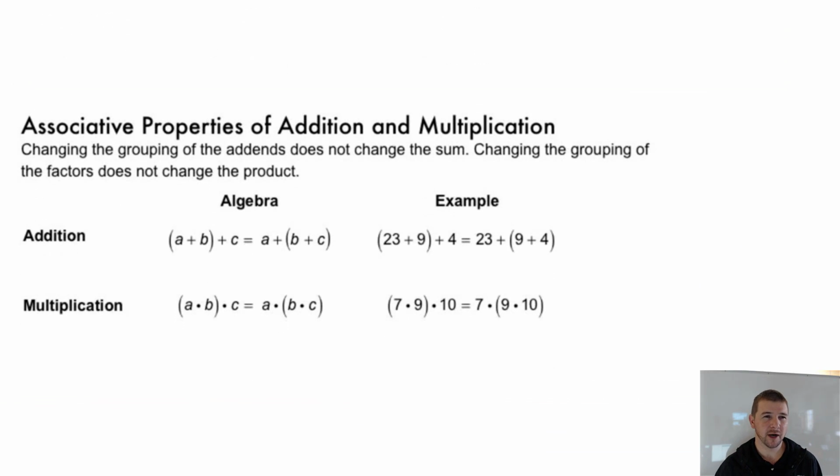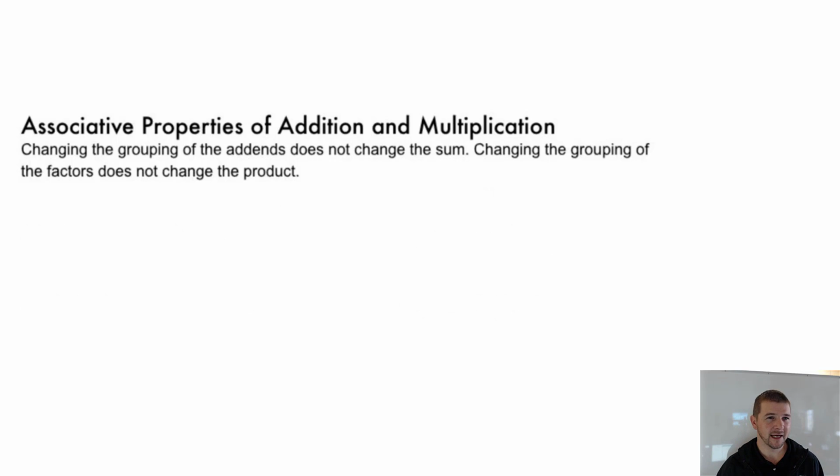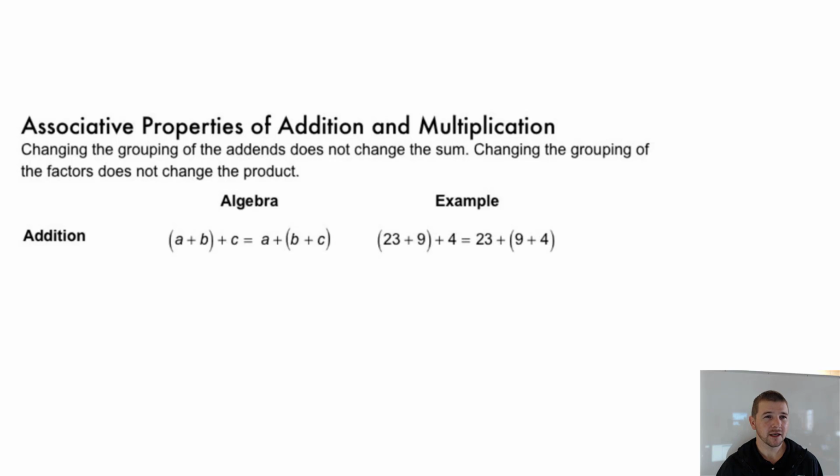Next, the associative properties of addition and multiplication. Changing the grouping of the addends does not change the sum. Changing the grouping of the factors does not change the product. The associative property of addition, shown with algebra, (A plus B), grouped, then plus C, is equivalent to A plus the group (B plus C). An example, the sum (23 plus 9) plus 4 equals 23 plus the sum of (9 plus 4).